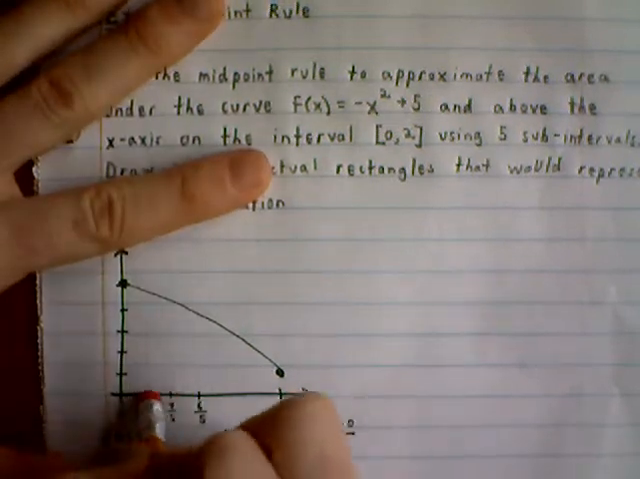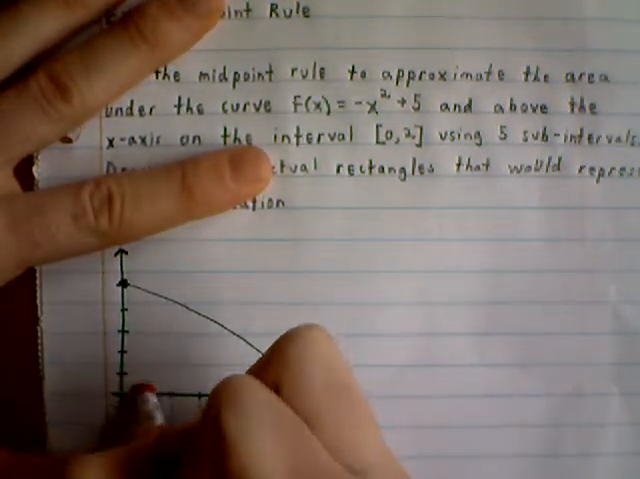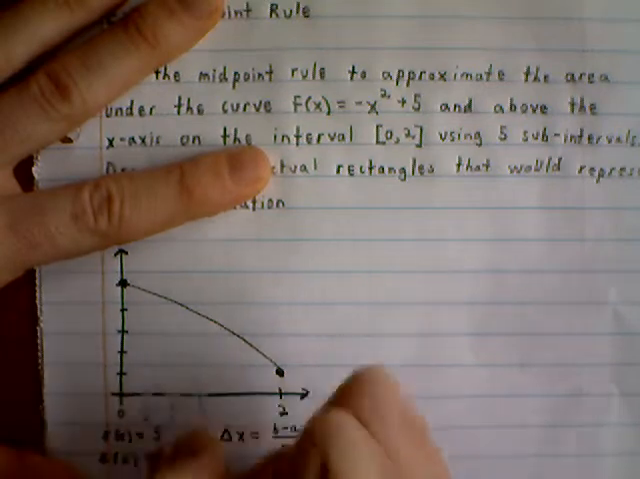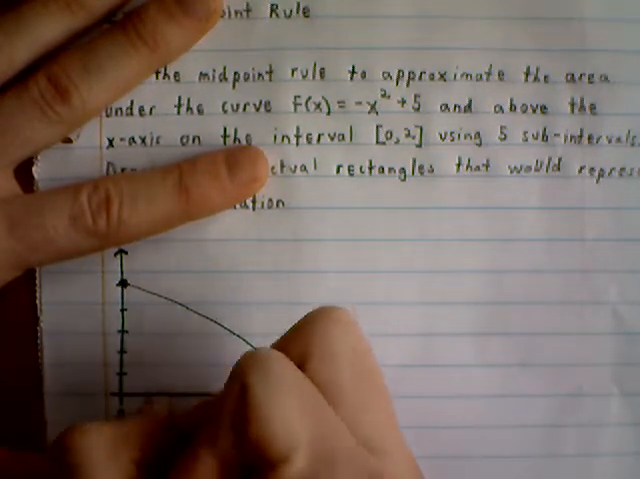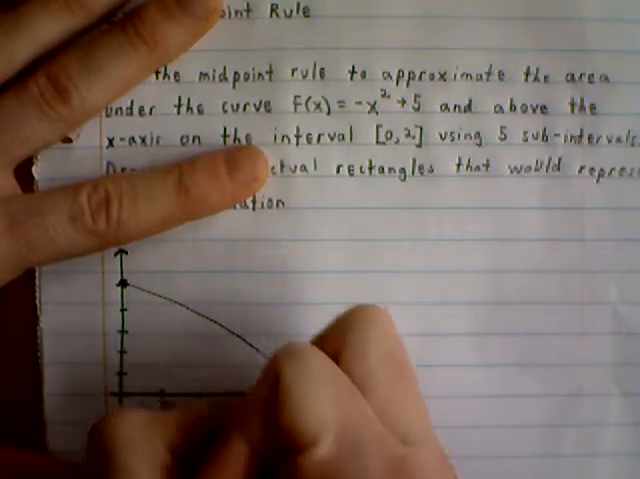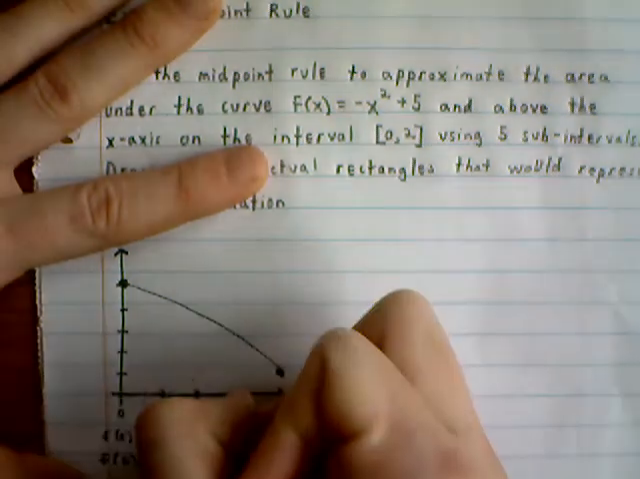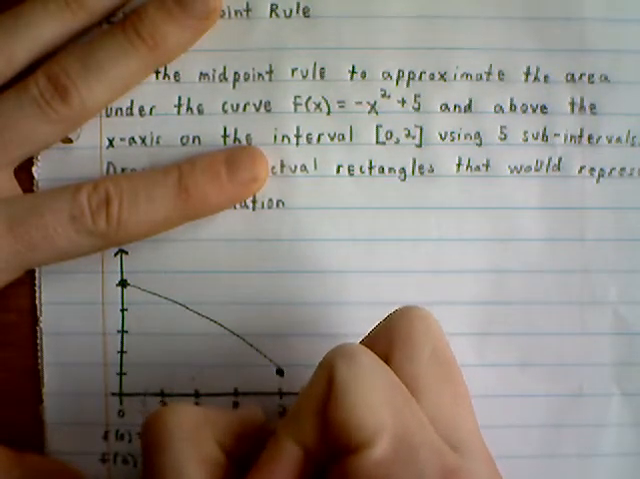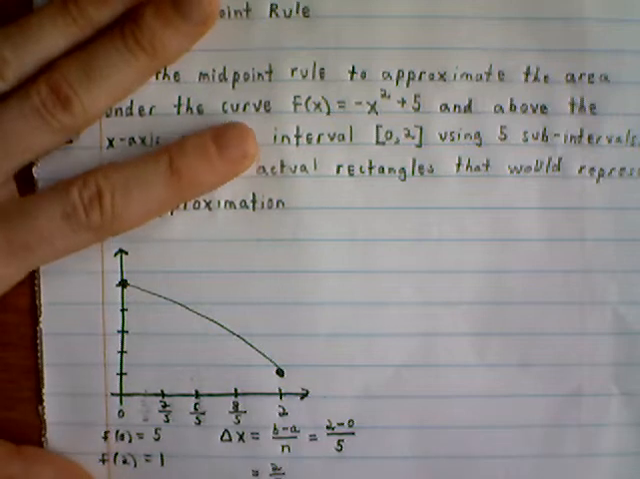So my scaling was a little off. I should have made my graph a little longer. So let's fix that real quick. We'll have 2/5, 6/5, 8/5, and then 2 is 10/5.